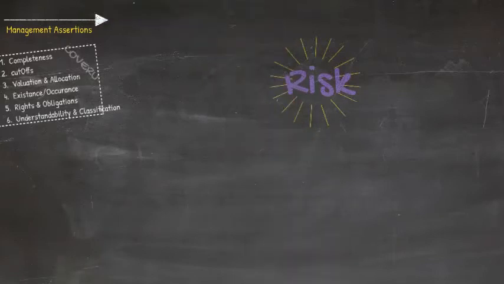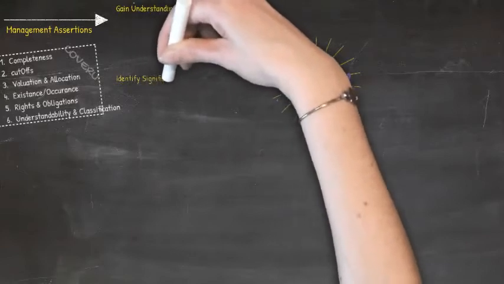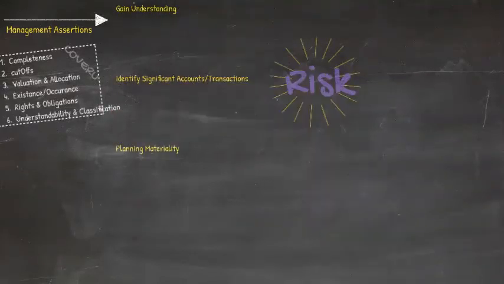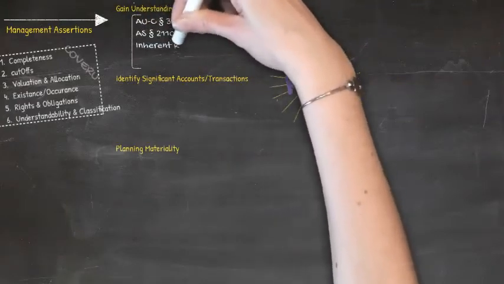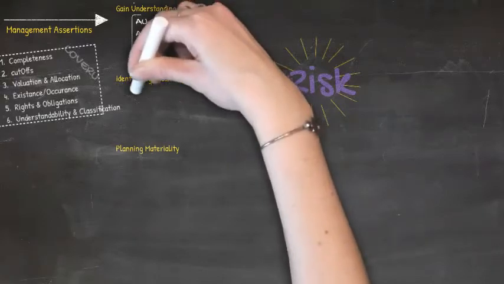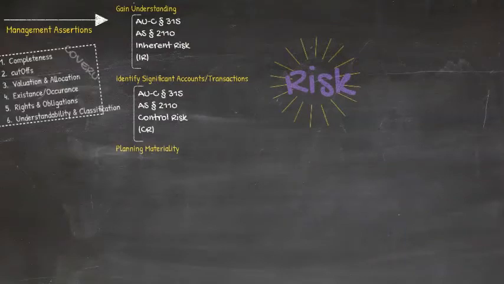During the planning phase, James will begin his audit by gaining an understanding of the client. He'll identify significant accounts and transactions and make an initial assessment about materiality. AUC 315 defines the auditor's responsibility to assess the risk of material misstatement through understanding the inherent risk within the client and its environment. This includes the client's internal control.